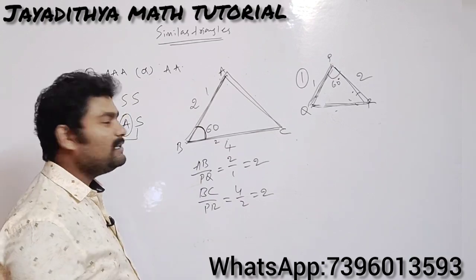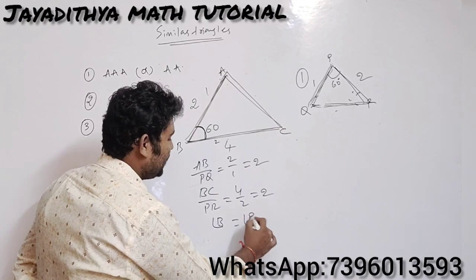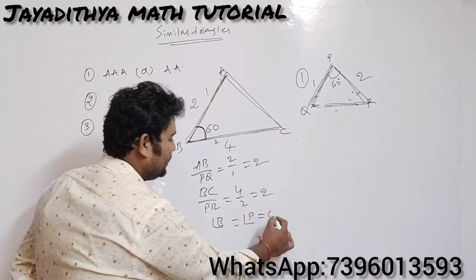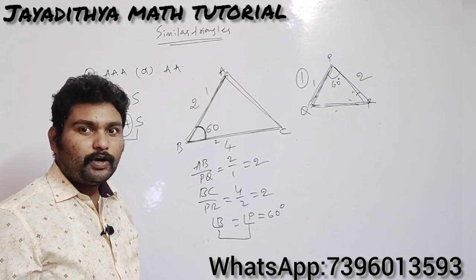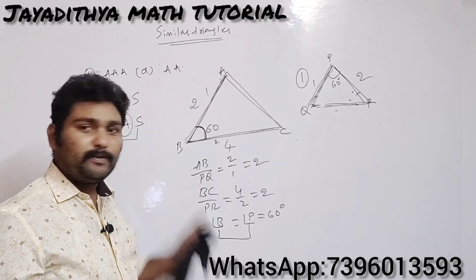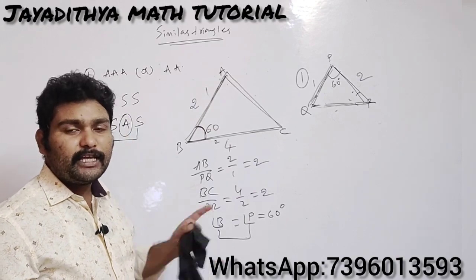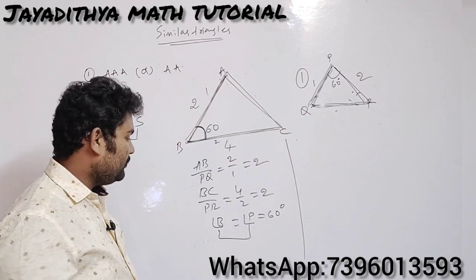And what are the angles equal here? So here angle B is equal to angle P, which is equal to how much? That is 60 degrees. So corresponding angles are B and P now. You should understand this very much. That's why I am stressing more here. If you understand the criterions only, then you can easily solve the problems. Or else you will definitely miss the problem here.